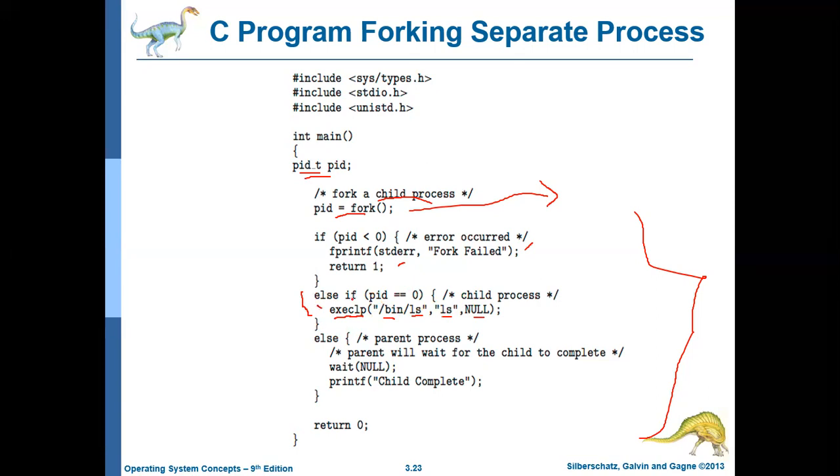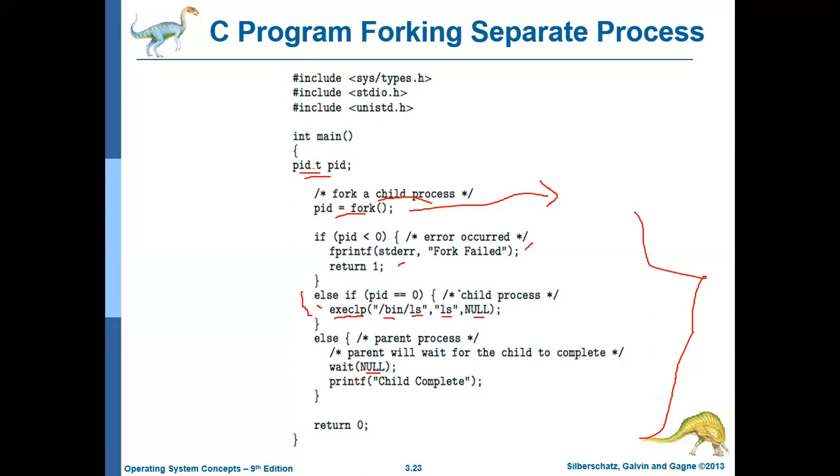In the else case, pid is not less than 0 and also not equal to 0, so it is greater than 0. In that case, it is a parent process. What should the parent process do? The parent process should wait for the child. How much time does it wait? No specific time. Until the child completes, it will keep on waiting. Once the child has completed, it will print that the child has completed, and then it will return 0.